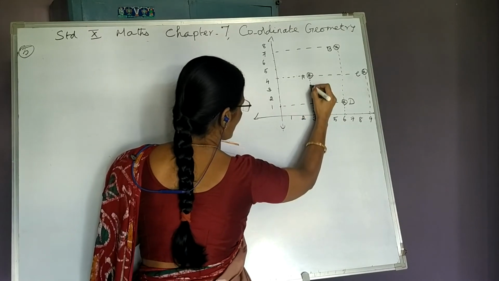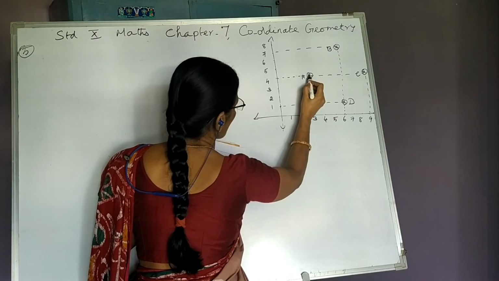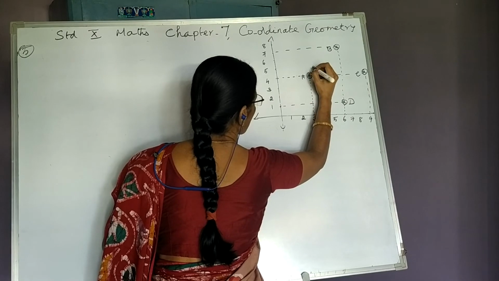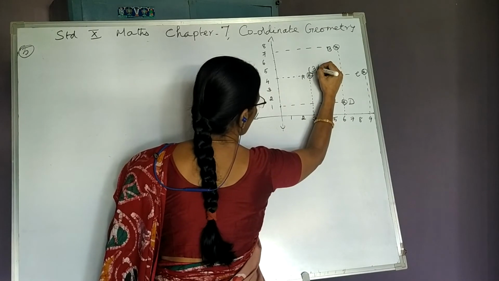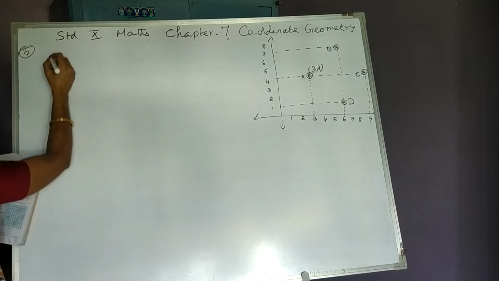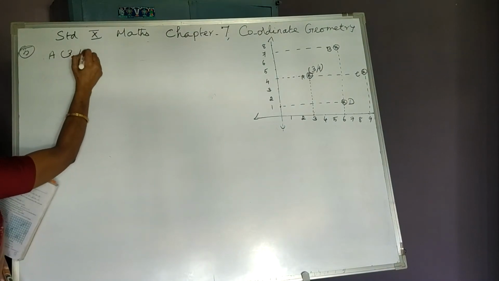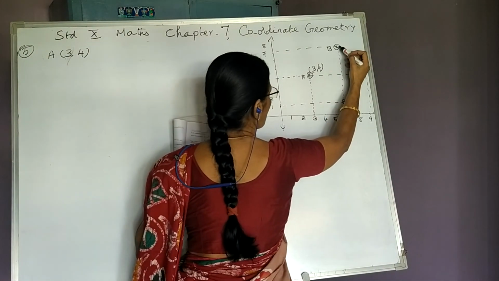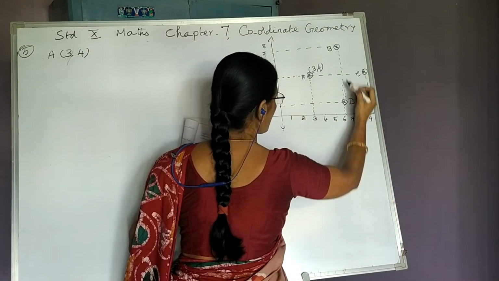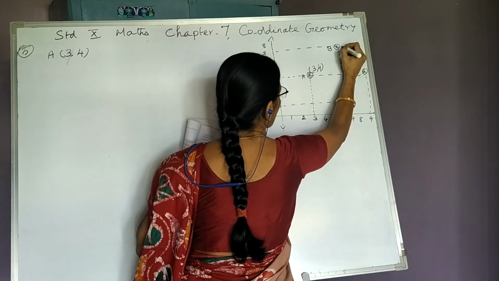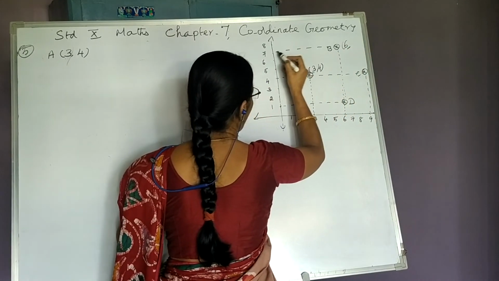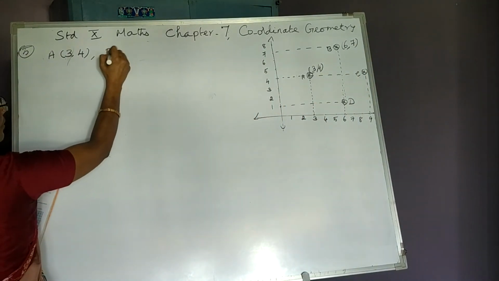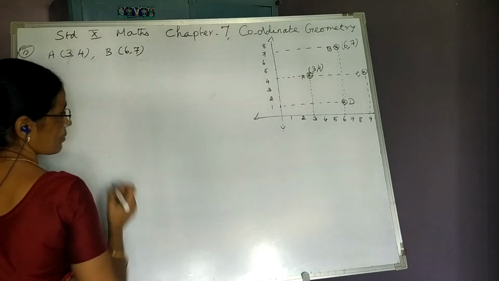I have joined this with the x-axis perpendicularly, also with the y-axis. This meets the x-axis at the number 3 and meets the y-axis at the number 4. Therefore, we got the coordinates of A as (3, 4). Then comes B. B is also joined, you can see by dotted lines. It meets the x-axis at the number 6 and the y-axis at the number 7. Therefore, we got the coordinates of B as (6, 7).